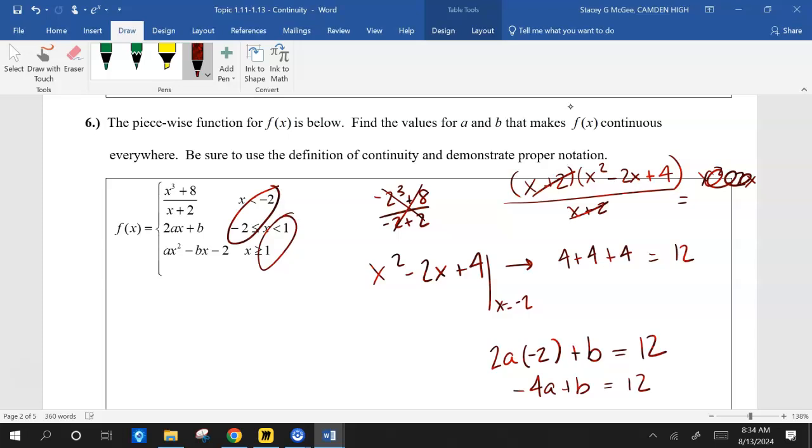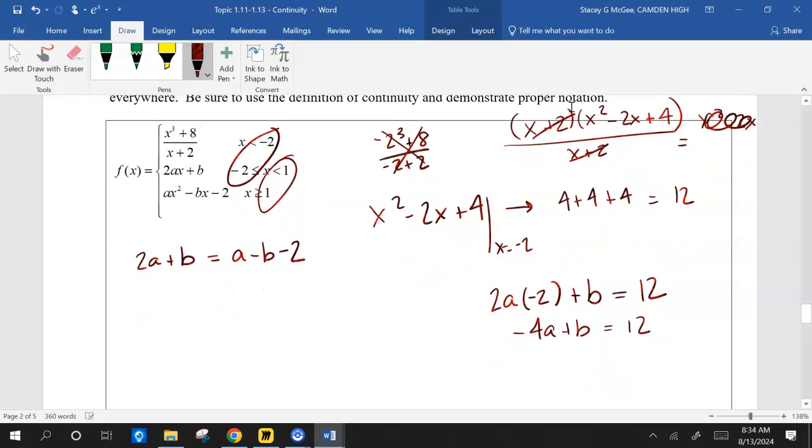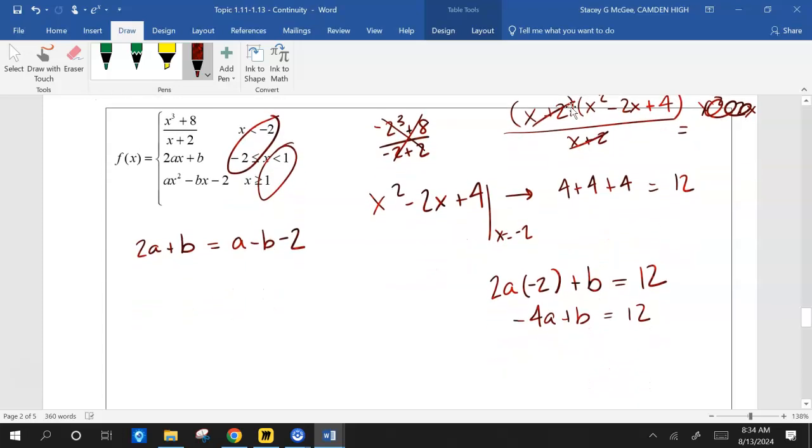Well, I'm going to do the same thing, but I'm plugging in 1 to the second one, that's my left-hand limit, and 1 to the third one, that's my right-hand limit. And this time we're filling in 1 for x. That's exactly right. So I got 2a plus b, and that better equal, that's right. And all I asked you to do was set up these two equations.